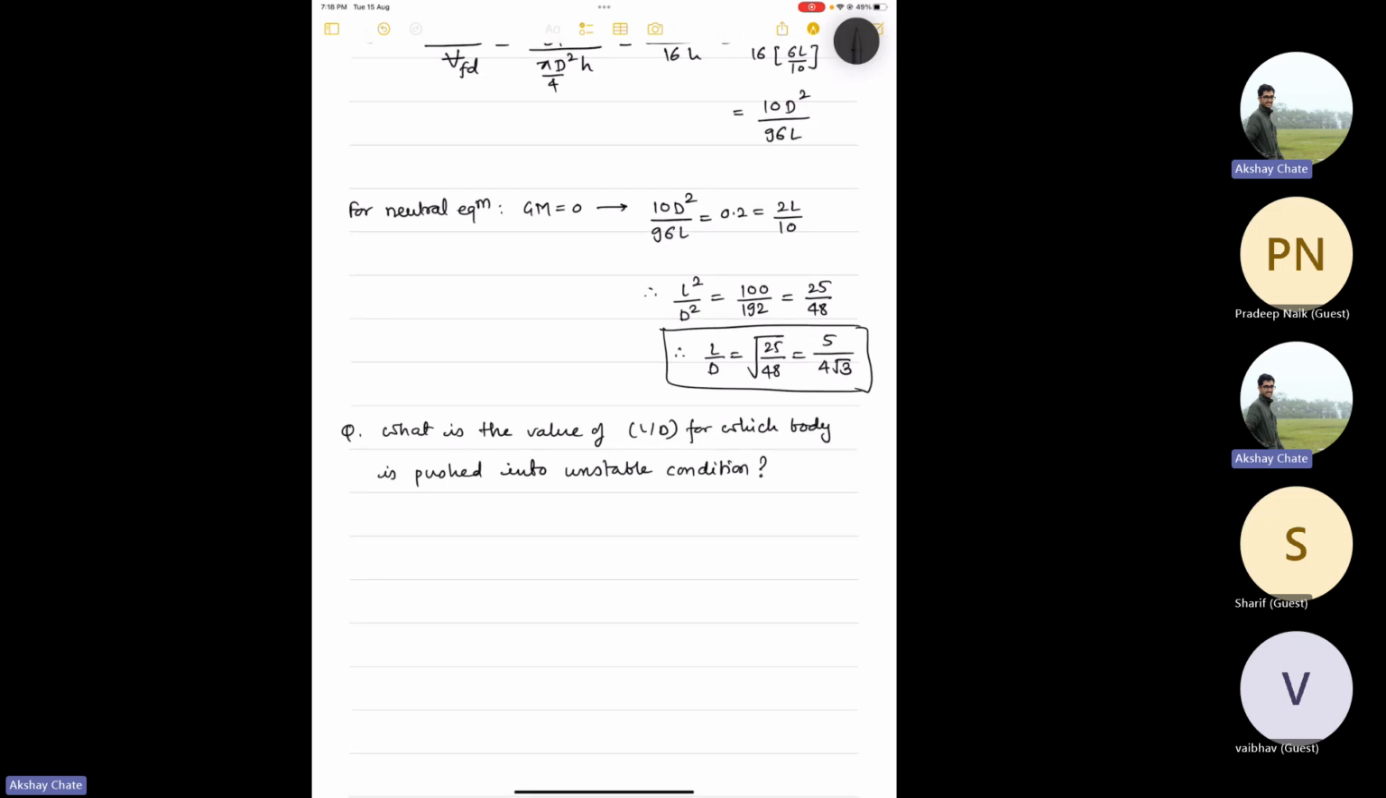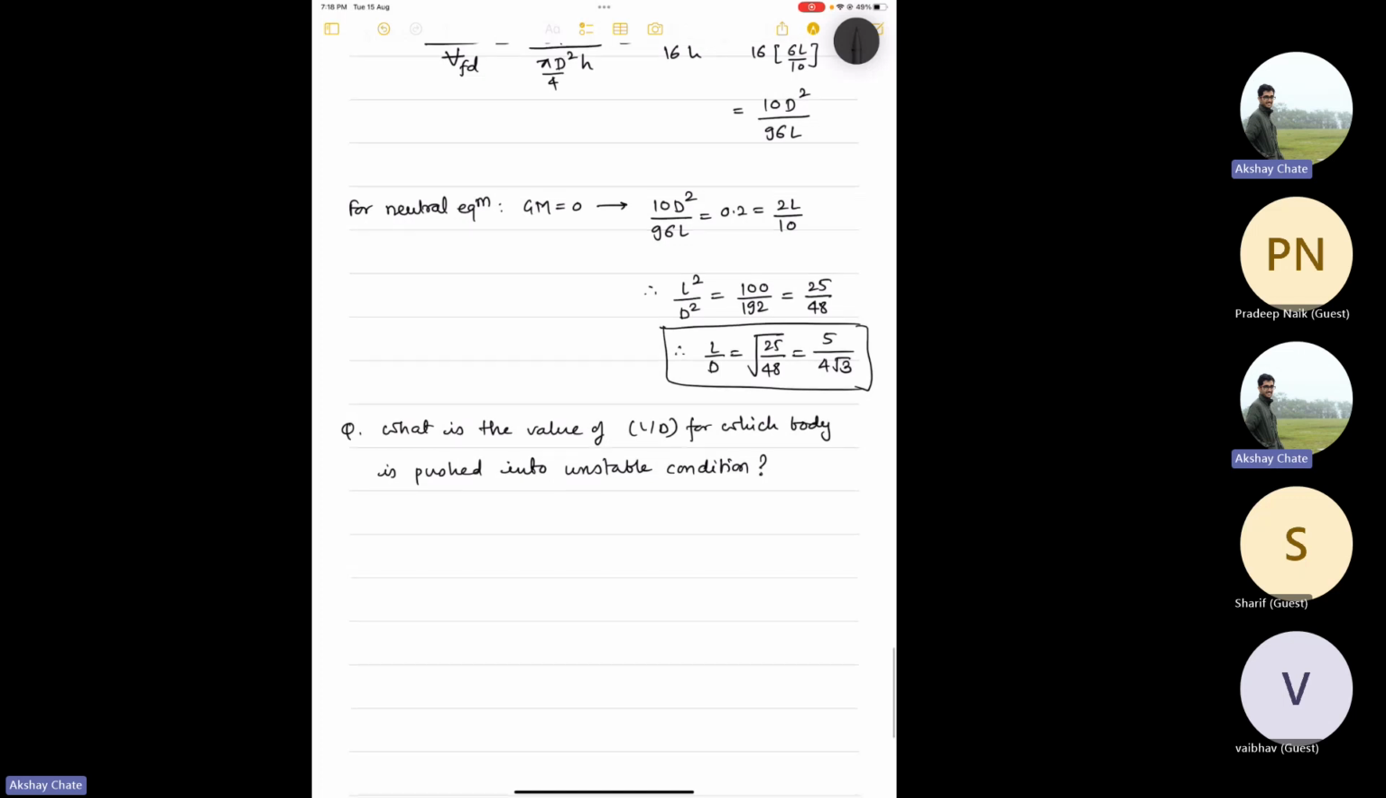This is just a question of asking something fancy, but if you understood till now, in the first part we took GM equal to 0 because in neutral equilibrium M and G coincide. But if you want unstable equilibrium, GM should be less than 0. And if you do the same calculations, that will give you L by D less than 5 by 4 root 3.